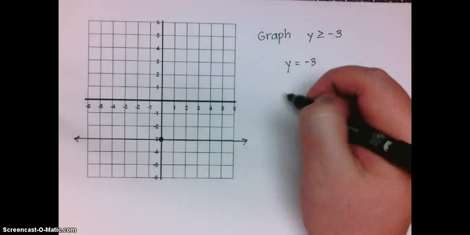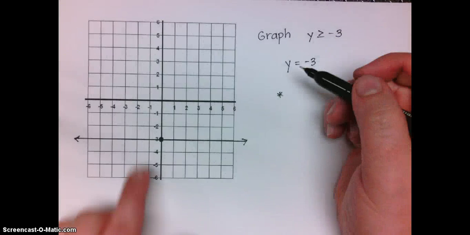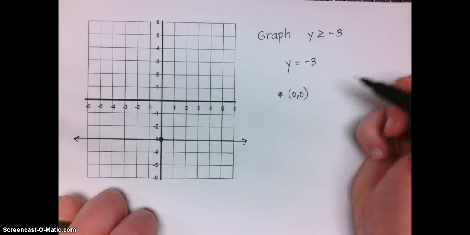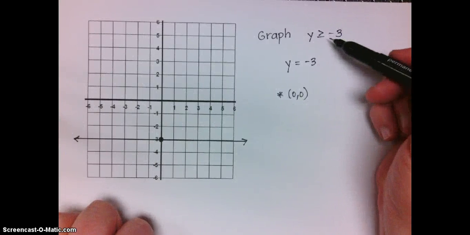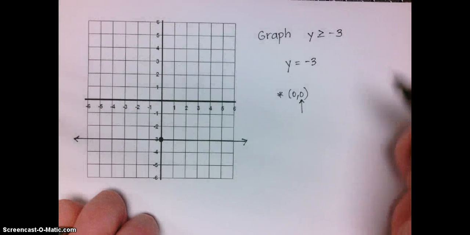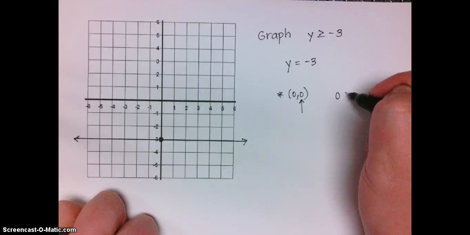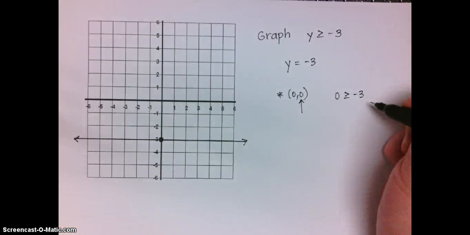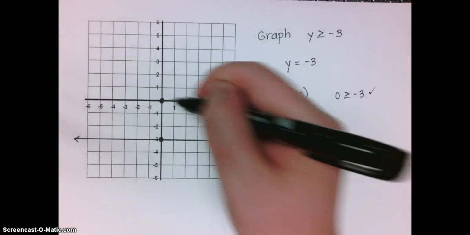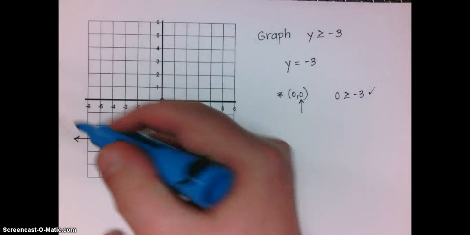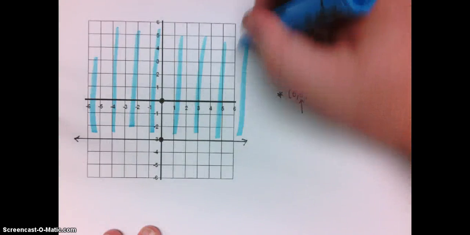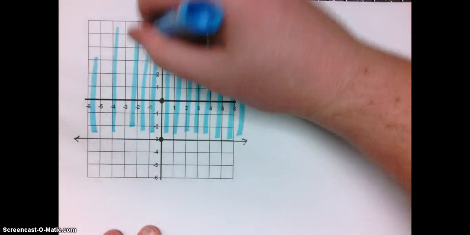And then, just like I did before, I'm still going to pick a test point. So why don't I pick 0, 0? This is a really easy one, okay? But if you notice, I don't have an x value up above. So the only thing that you're going to plug in is the y value. So let's test this out. Is 0 greater than or equal to -3? Yes, it is. That's true. So again, I'm going to shade everything that has that test point on it.